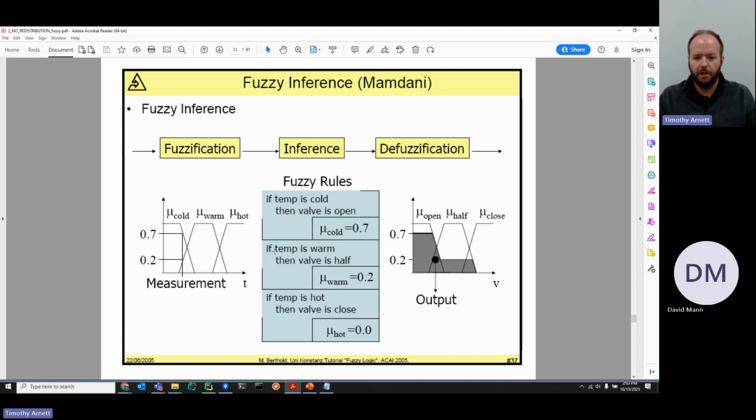And so we have rules that describe the input to output relationship between all of these sets. In this case, it's just a single input and a single output, so we just have a one-to-one mapping. We just have 3 rules. And so we say if the temp is cold, then the valve is open. It's in this output set. If the temp is warm, then the valve is half open. It's in this set. And if the temp is hot, then the valve is closed.